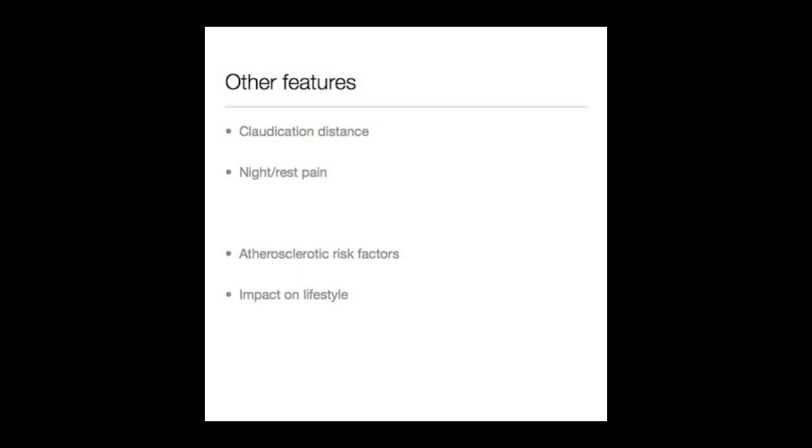Having taken a history of the leg pain, the patient should be asked about risk factors for atherosclerotic disease. These include smoking, hypertension, hypercholesterolemia, diabetes, and a family history of any form of vascular disease. In addition, the patient should be asked about other lifestyle factors such as diet and exercise.